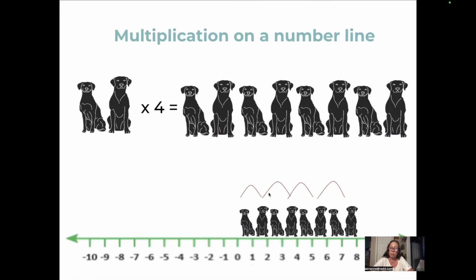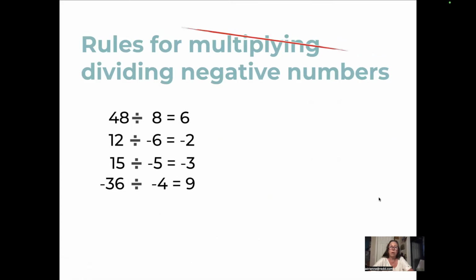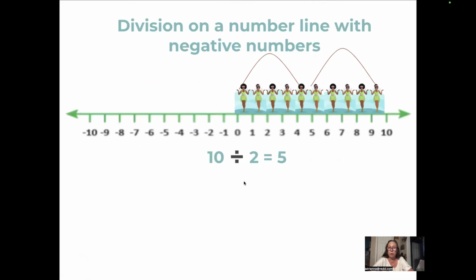If we subtract, then we're moving to the left to take away dogs. If I had 8 dogs and I added -2, I would take 2 of those dogs away and I'd be left with 6. So the rules for dividing are the same as multiplying. A positive divided by a positive is going to give you a positive. A positive divided by a negative is going to give you a negative. And a negative divided by a negative is going to give you a positive again. Same set of rules as with multiplying.